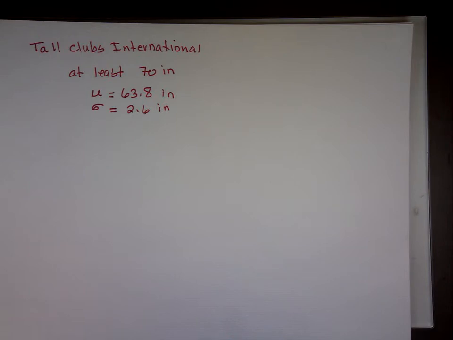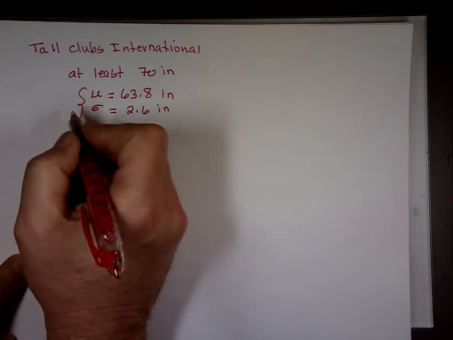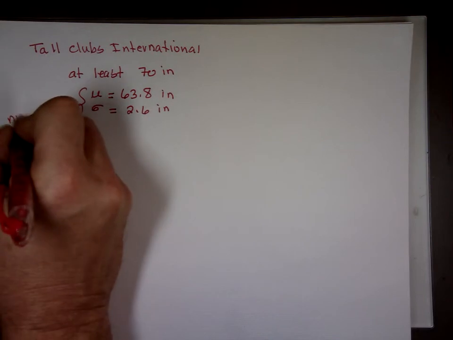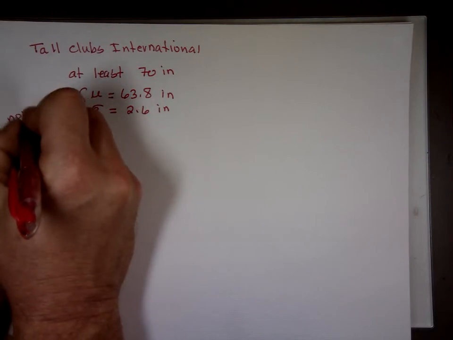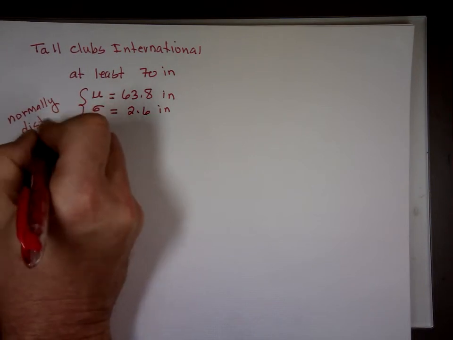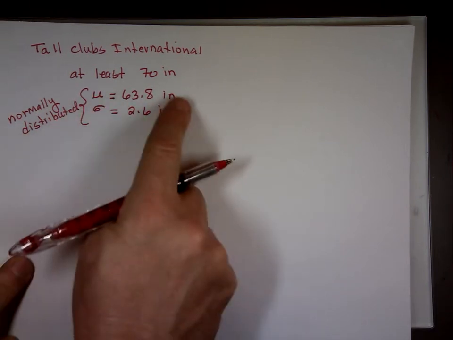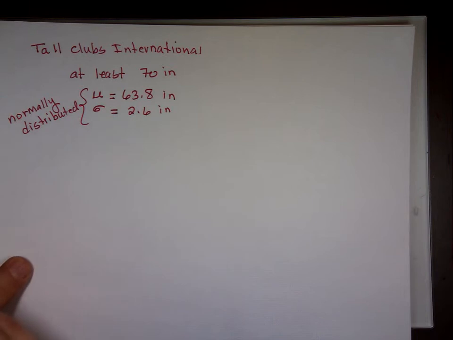It says if you want to join us, you're going to have a height of at least 70 inches. Knowing that women's height is normally distributed. So the problem is telling us the height of women is normally distributed, with the average being this and the standard deviation being that. So the words normally distributed are given to you. You'll see that in all these problems.